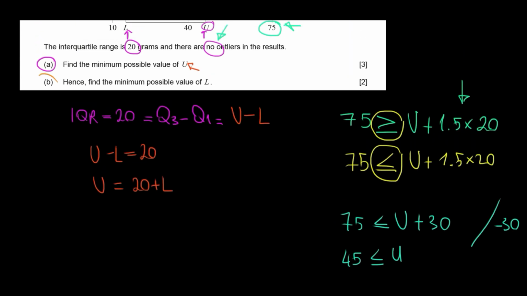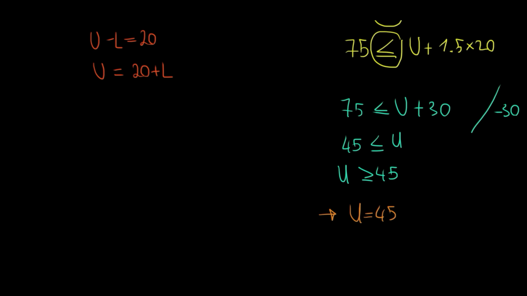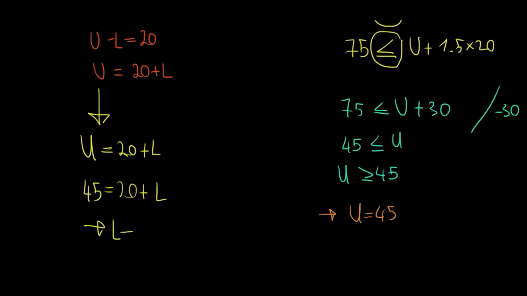Question B. Hence find the minimum possible value of L. Well, since we found the value for U, and in the beginning of the question we established U to be 20 plus L, we can just use this and say 45 for U equals 20 plus L, meaning L equals 45 minus 20, which is equal to 25. And this way we answer both U and L. This is it. Hope this all makes sense.